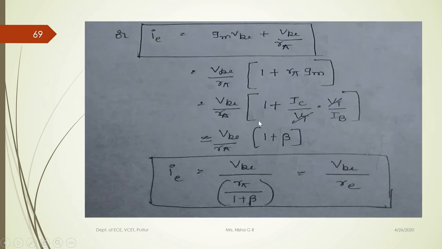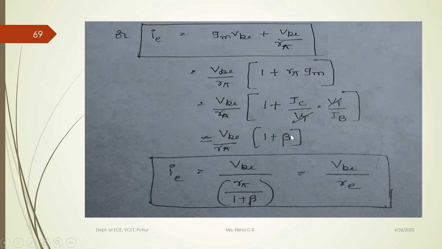How will we get this? That I have solved here. So inside the brackets, you will be getting GM into R pi. We know GM is nothing but IC by VT, right? Collector current divided by VT, into R pi. R pi is nothing but VT divided by IB, that is in terms of base current, VT divided by IB. So VT gets cancelled. You will be getting IC by IB. So what is IC by IB? It is nothing but beta.